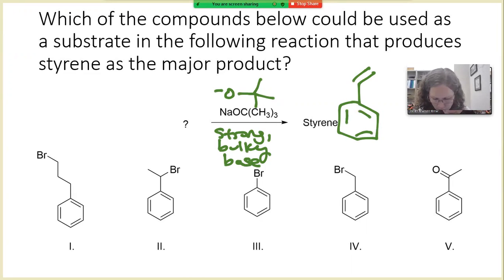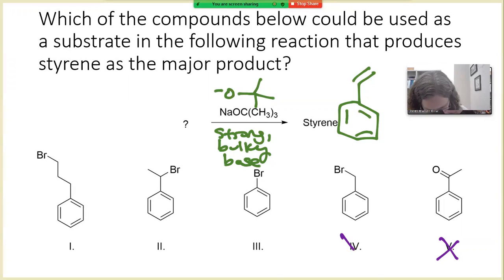A couple that I'm going to cross off right away are 5. 5 is acetophenone, and that molecule isn't necessarily going to react with a big, strong, bulky base. It might react with a small, strong base, but that still wouldn't give us styrene. It might maybe give us an alcohol if the molecule acted as a nucleophile instead of as a base.